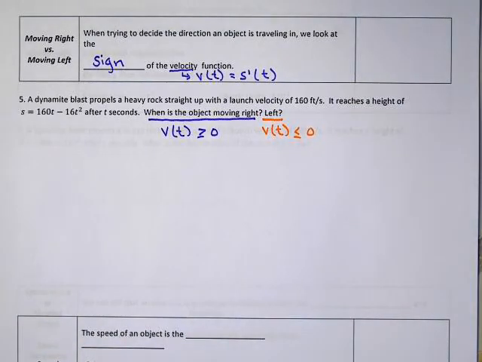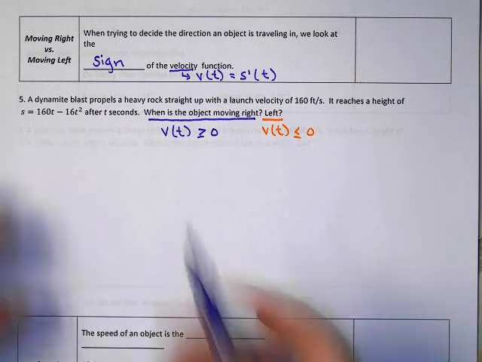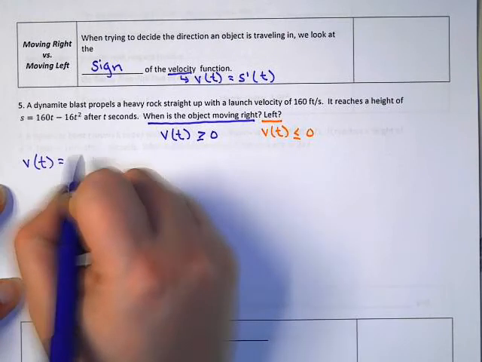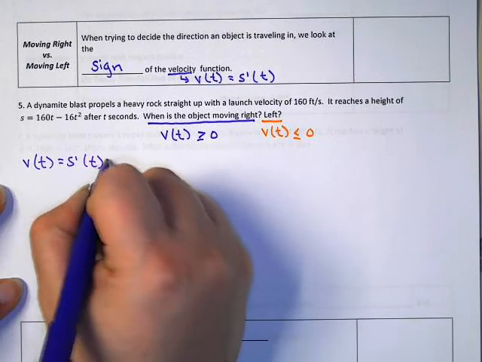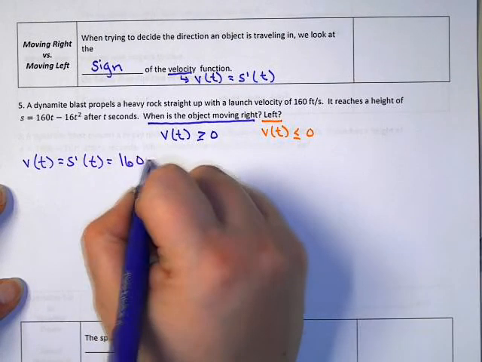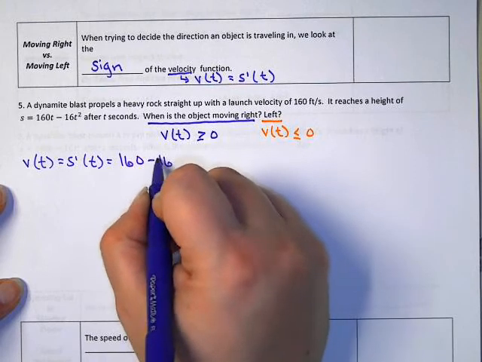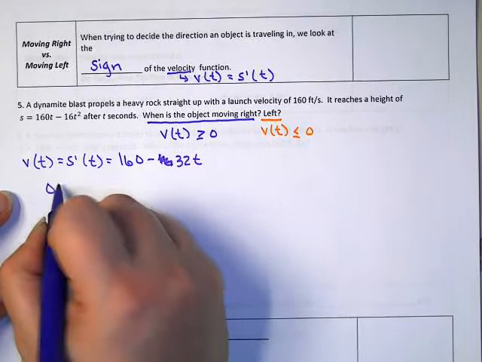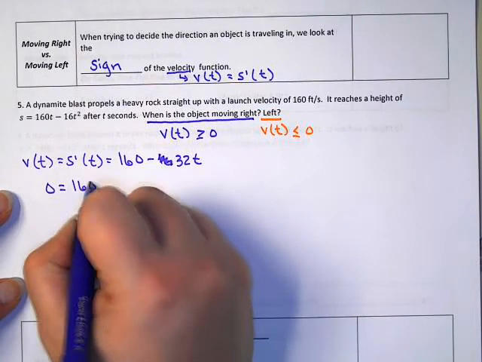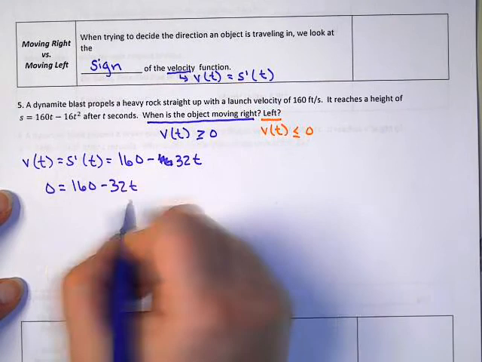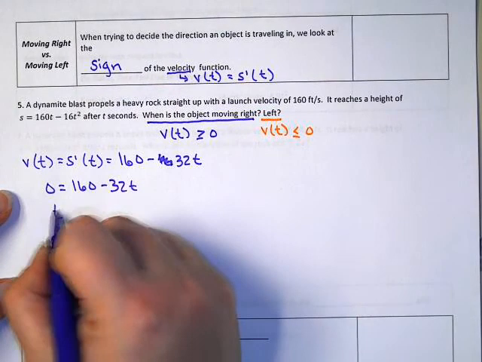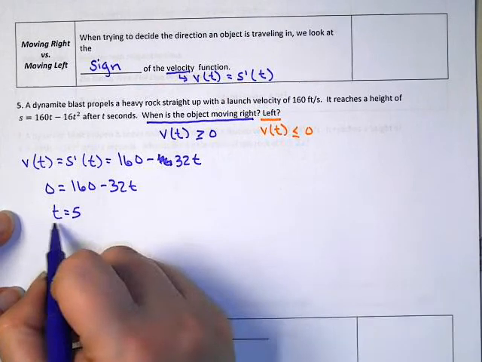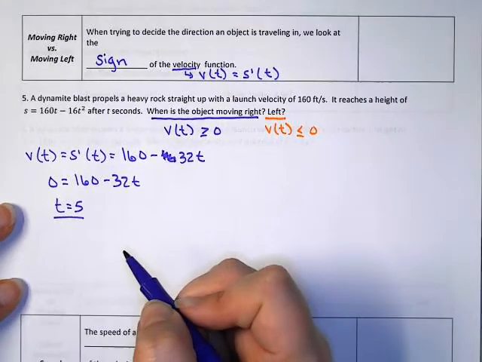So in order to figure this out, we're going to have to actually find the velocity function. We've done it already, but we're going to do it again. v of t, which is the same as s prime of t, is equal to 160 minus 32t. If we set 160 minus 32t equal to 0, we've solved it already, so I'm just going to jump right to t equals 5. So we know that that's a critical value.